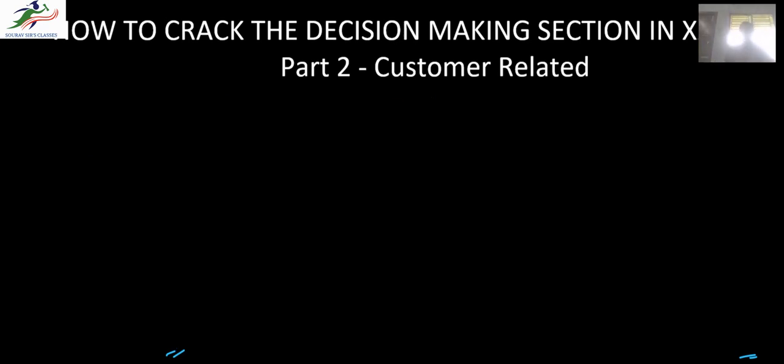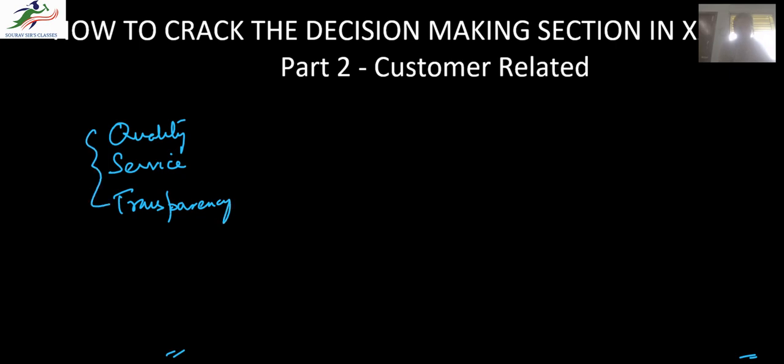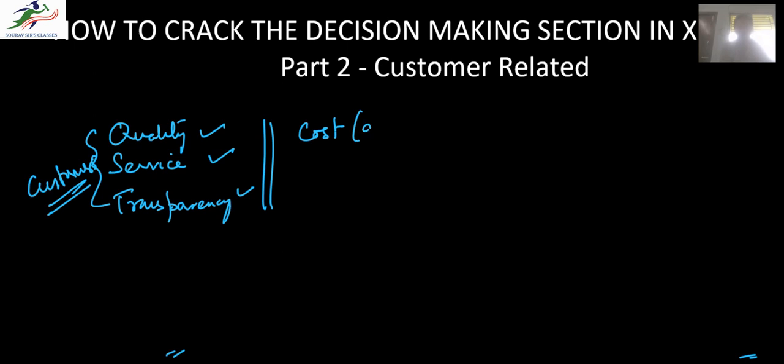So therefore, good companies always focus on these three things, which are quality, service, and transparency when they're talking about customers. And it might sometimes happen that in order to ensure any of these, you might have to incur a cost, an additional cost.